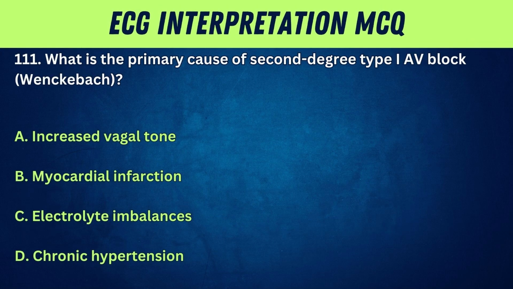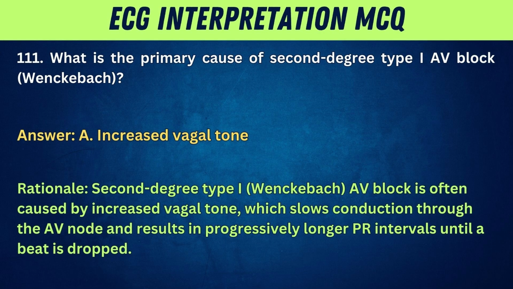111. What is the primary cause of second-degree type I AV block, Wenckebach? A. Increased vagal tone. B. Myocardial infarction. C. Electrolyte imbalances. D. Chronic hypertension. Answer: A. Increased vagal tone. Rationale. Second-degree type I, Wenckebach AV block is often caused by increased vagal tone, which slows conduction through the AV node and results in progressively longer PR intervals until a beat is dropped.